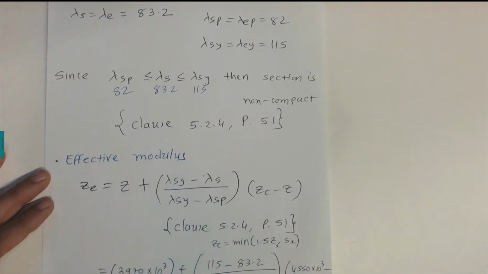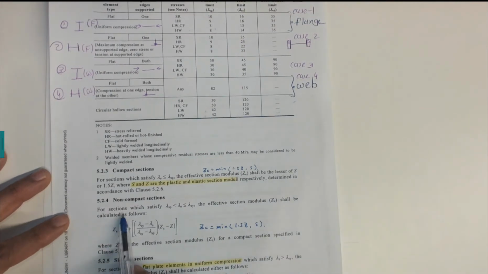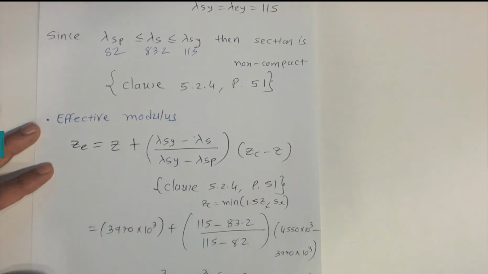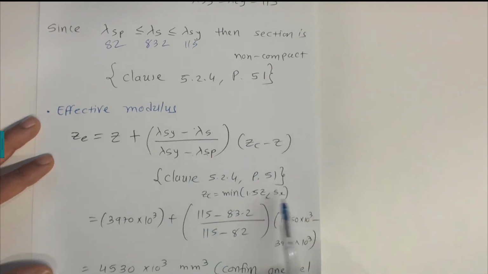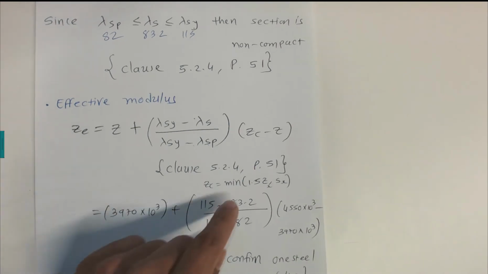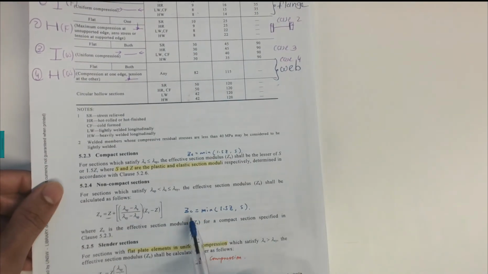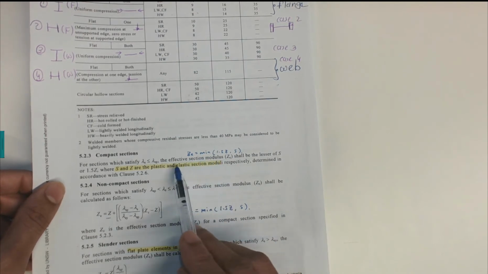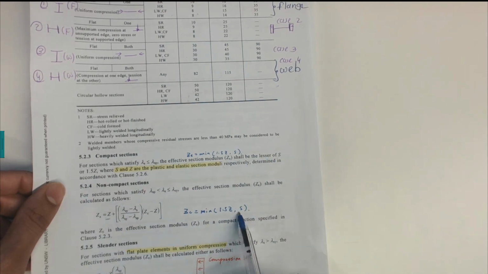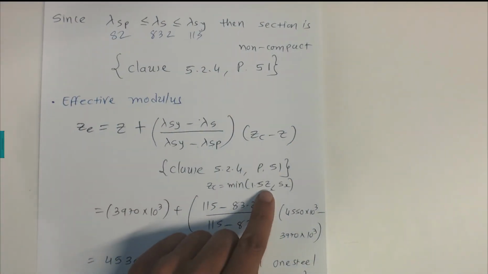Once you have a non-compact section, the effective section modulus ZE is equal to Z plus Z, times lambda SY minus lambda S over lambda SY minus lambda SP, times bracket ZC minus Z, taken from clause 5.2. Now the ZC value is taken as the minimum of the plastic and elastic modulus, which is the lesser of S and 1.5 Z. So that is how we calculate the ZC value.